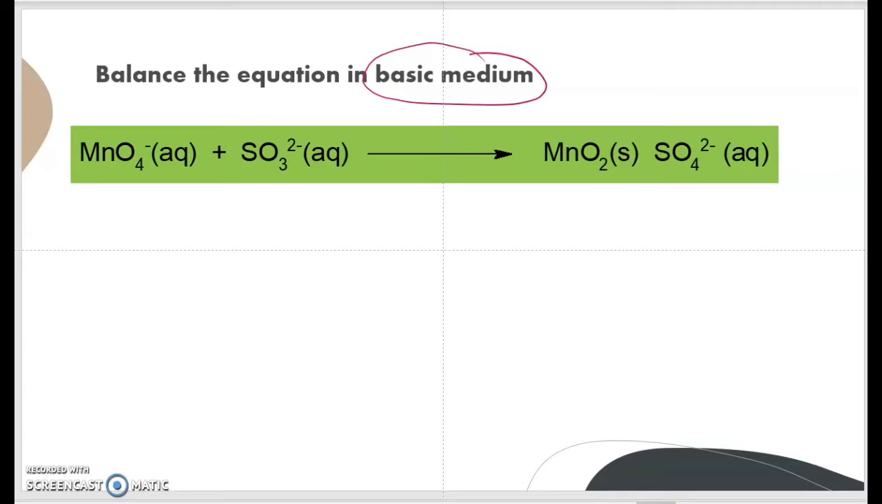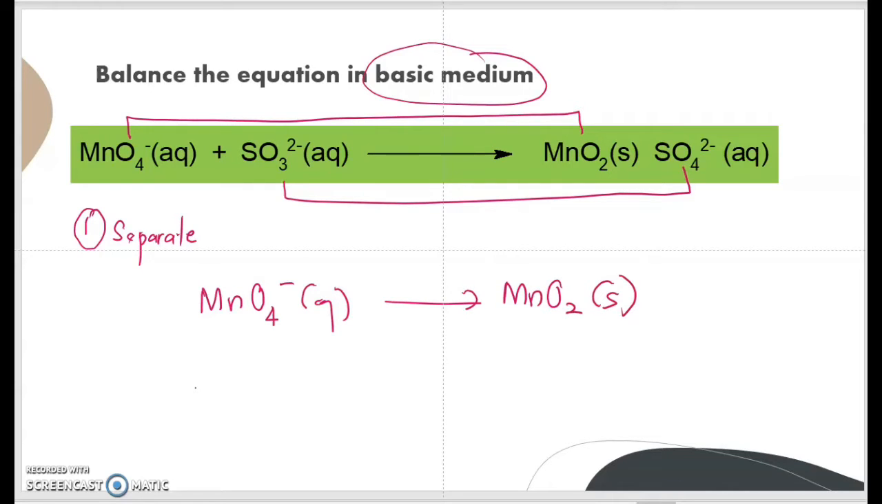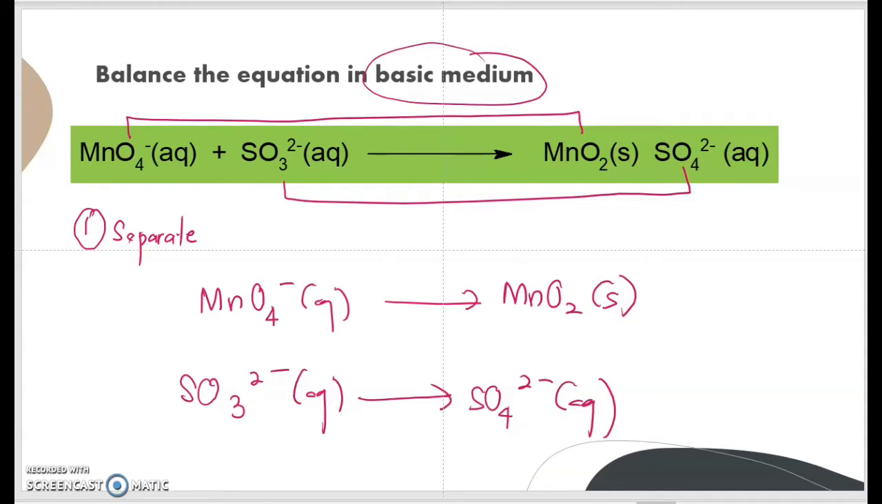Actually, the procedure for the first and second step is still the same. So first we have to separate the equation. MnO2, the partner is MnO4, and this is another partner. MnO4 negative becomes MnO2 solid, and the second half equation. Okay, so at this stage we have two half equations.